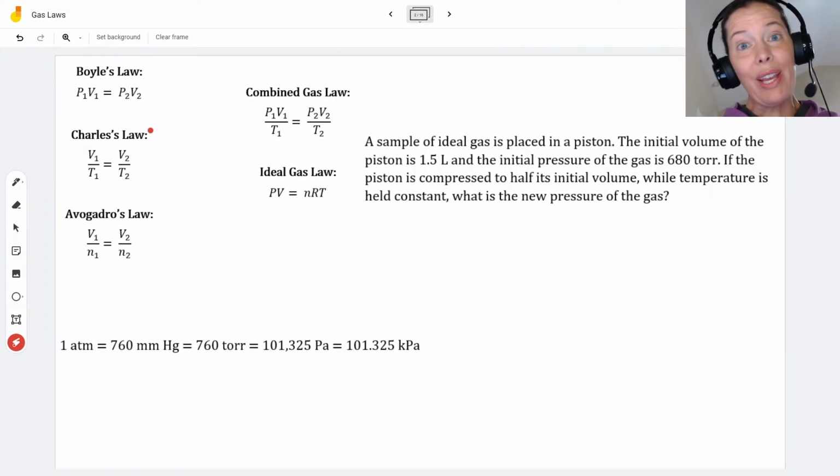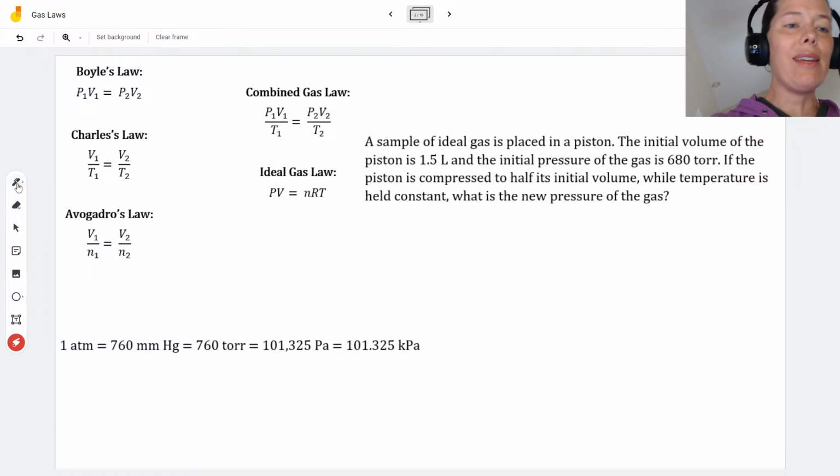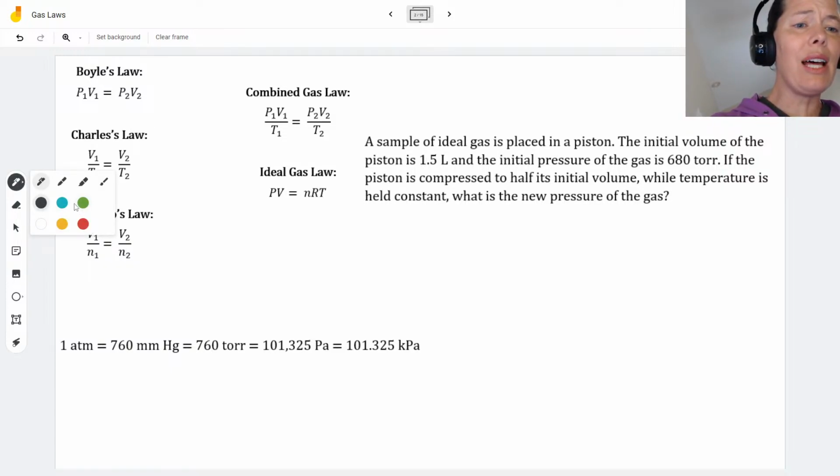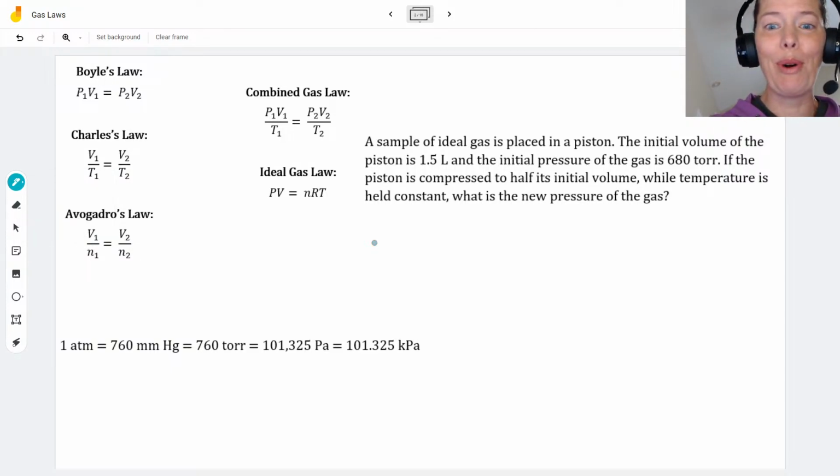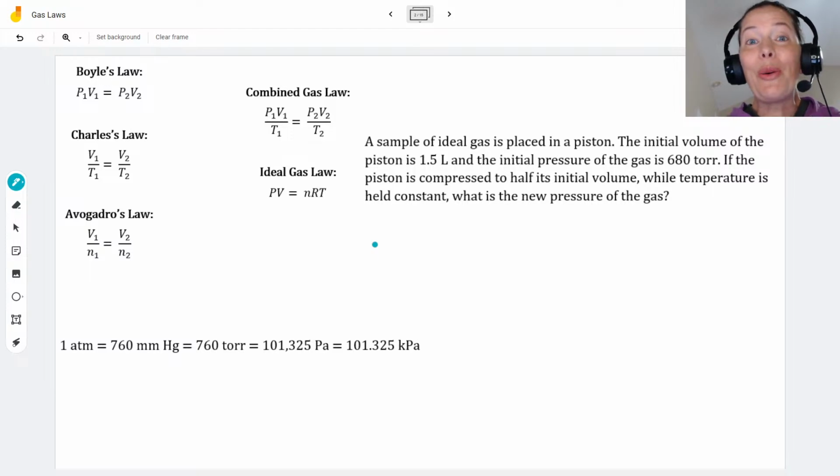Now that we know the gas law we're going to use, we can start actually doing the math. And sometimes I feel like deciding which gas law you're going to use is maybe the most difficult part of the problem, because if you don't know which equation to use, you don't even know how to start the calculation. All right, so before I plug into Boyle's law, I'm going to make a list of what I know and what I need to know.